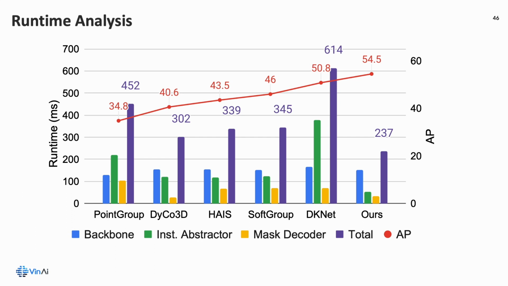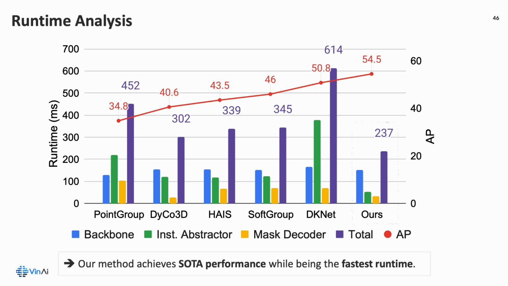We analyzed the runtime of our ISBNet and the other 5 methods. Our approach achieves SOTA performance while being the fastest, with a total runtime of only 237 milliseconds. The significant reduction is from our proposed sampling strategy, which is much more lightweight than other clustering algorithms used in these previous methods.